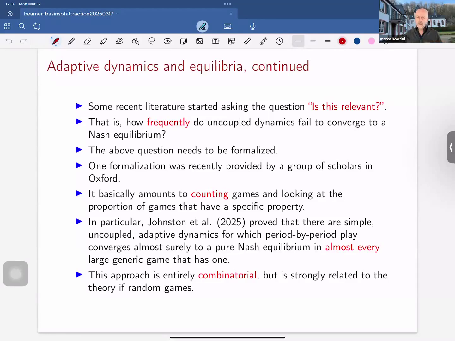But despite the fact of being entirely combinatorial, there is a strong relation between what they do and the theory of random games. In particular, the way they prove some of the results is through mapping their framework into the framework of random games. So what I want to do in the first part of this talk is to give you an idea of what some of the results in the theory of random games are, and then go from this to the behavior of some adaptive dynamics.